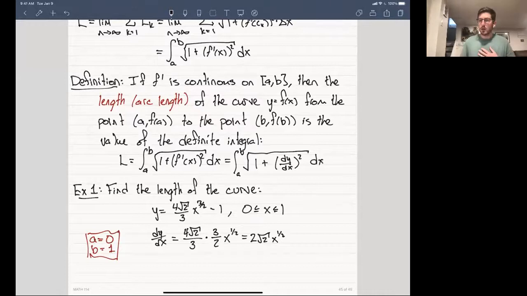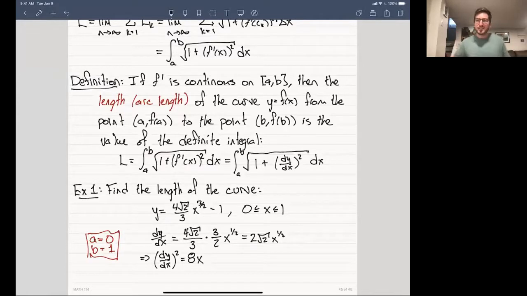So then we're going to be asked to square this thing, right? Go back and look at the formula right above. This tells me that my derivative with respect to x squared is going to be, now 2 root 2, square that, going to give us a nice 8, and x.